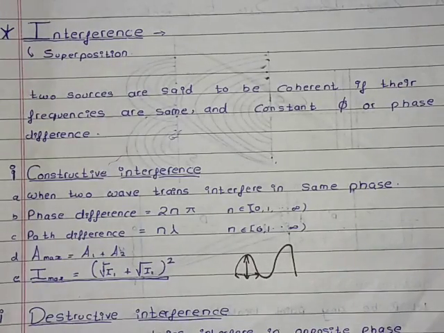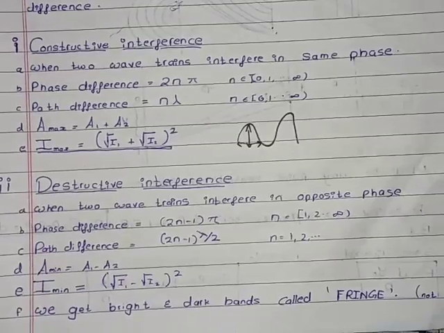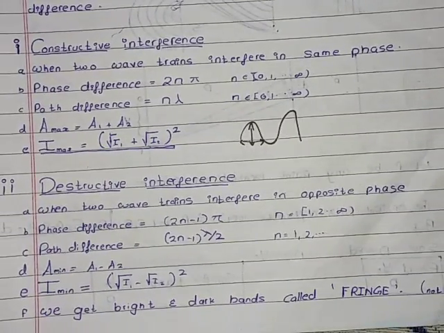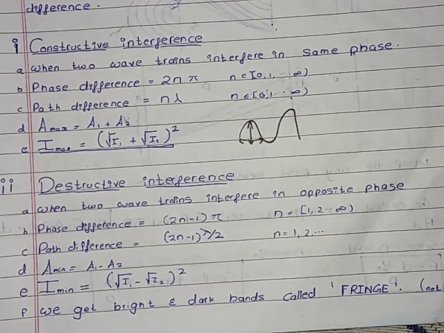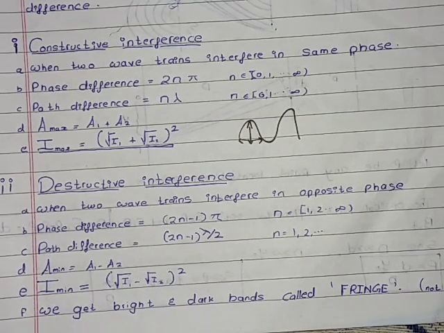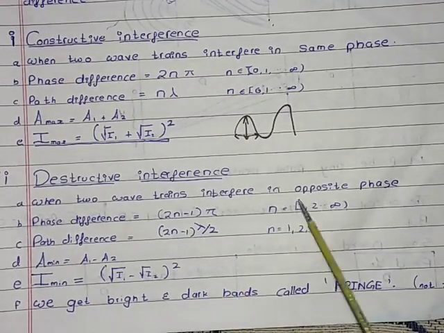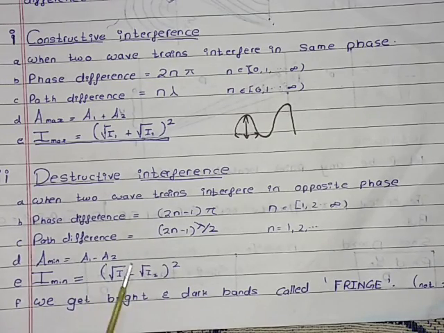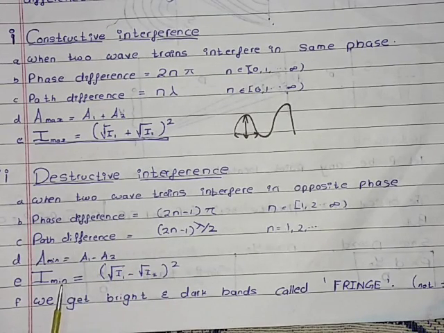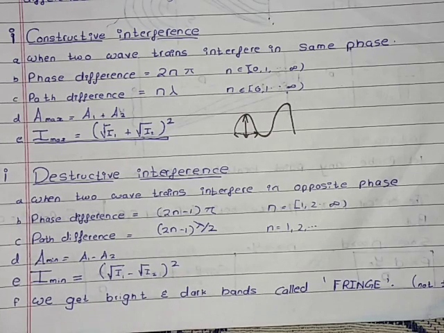Now, what is destructive interference? It is when two wave trains interfere in opposite phase. The phase difference is an odd number of pi, that is (2n minus 1) pi, and the path difference is (2n minus 1) upon 2 times lambda, that is (2n minus 1) lambda by 2, where n is 1, 2, 3, anything. The minimum amplitude is the difference of the two amplitudes, and the minimum intensity is under root of I1 minus under root of I2, the whole square.